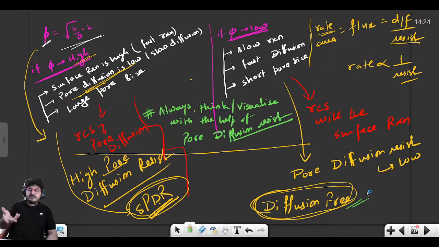So similarly here, diffusion has no control over the process, means diffusion resistance is weak, so it has no control. So diffusion free design. That's how you can understand this. I hope it is clear to all of you now.